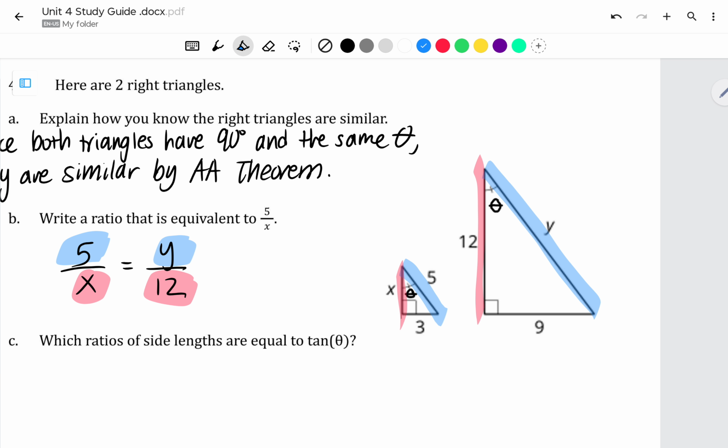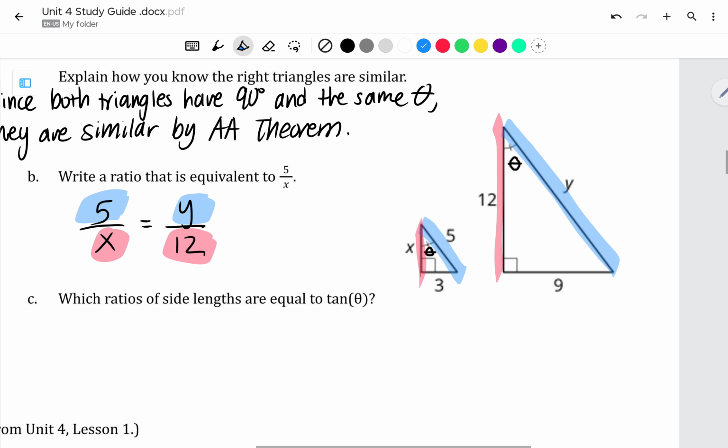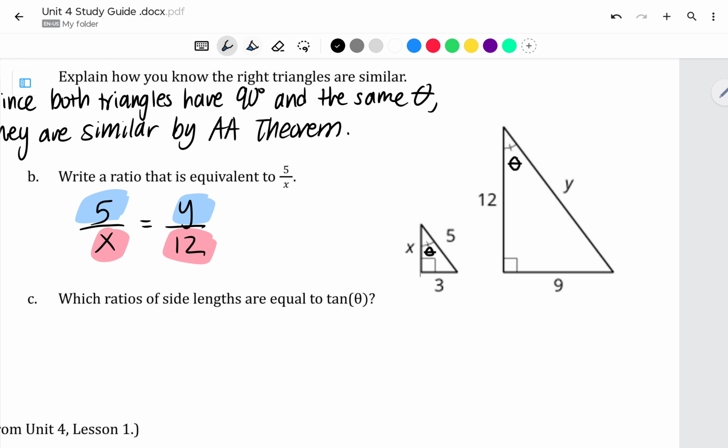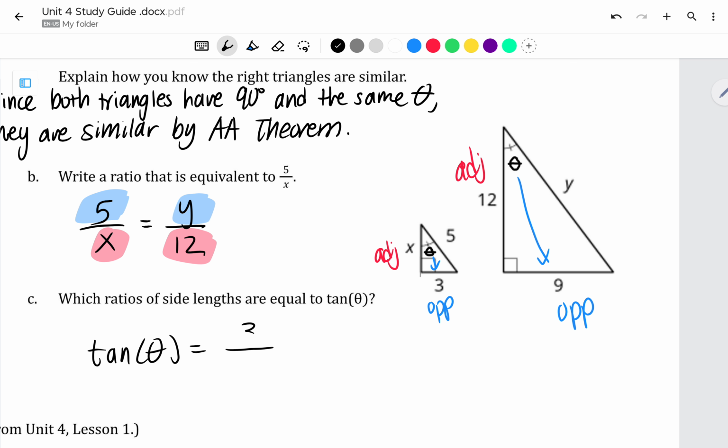Which ratios of side lengths are equal to tan of theta? So again, let's look at the smaller triangle, tangent is opposite over adjacent. And then on the bigger triangle, opposite over adjacent. So which ratios of side lengths are equal to tangent of theta? Depending on which triangle you're using, you could say it's going to be 3 over x, or you could also say it's going to be 9 over 12. But 9 over 12 actually gives us a value, so maybe you want to use that.